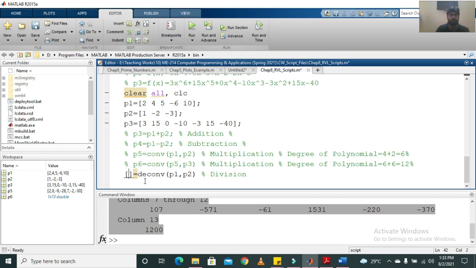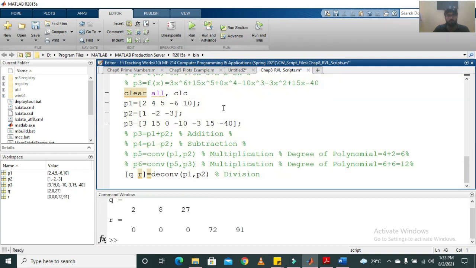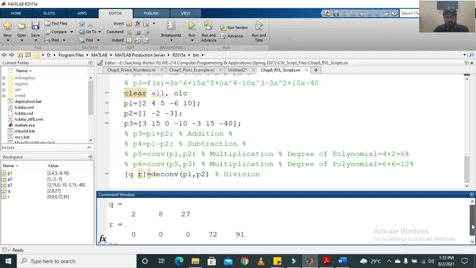I will have to define two outputs. The first output will be quotient and the second output will be your remainder. When I execute it, here you can see this is what my quotient is and this is what the remainder is.